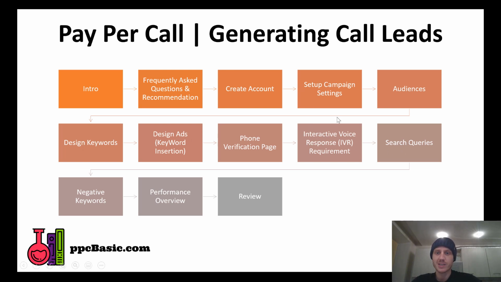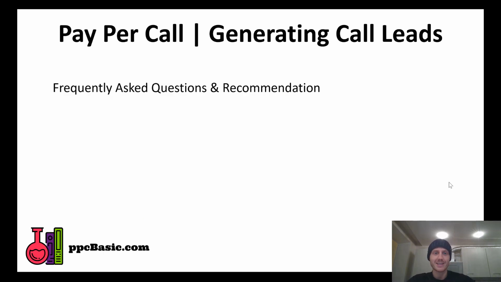After our campaign is finished, I'm going to show you where to look for the search queries that people that have clicked on your ad typed into Google. And then I'm going to show you where to put negative keywords and which negative keywords I would recommend when starting out. And then we're going to go into the performance overview. So the columns that you need to look at in order to assess the success of your campaigns, and then ultimately a review.